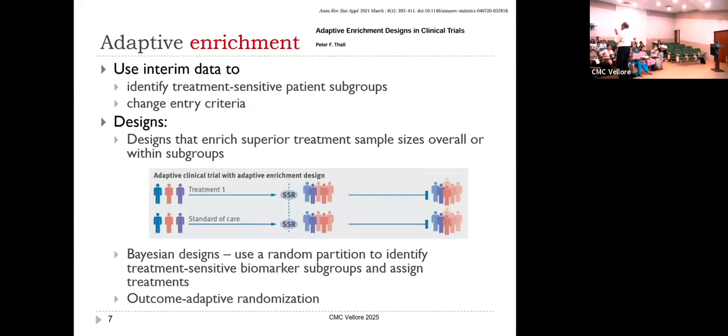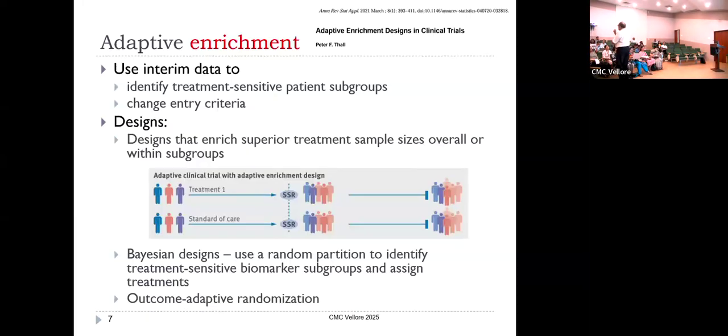We'll enrich more of these. We'll do less of that. We'll change the allocation. All of that you have to think about and put in your protocol, what you're going to do at the end of stage one. And many people do stage one, stage two, stage three. They love to complicate their lives. Do that. But if you're doing adaptive, you have to say what you're going to do.